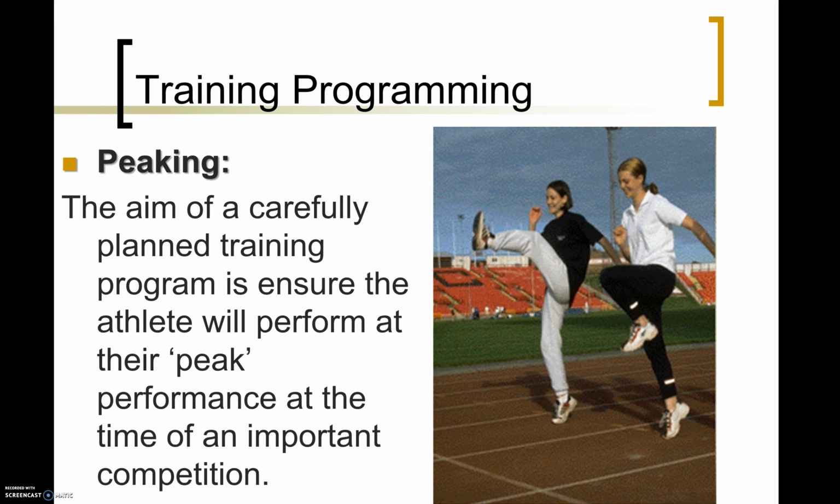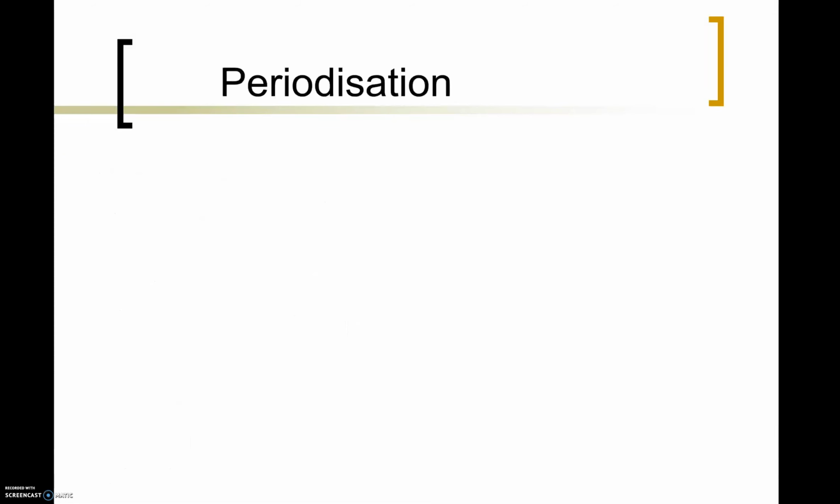Now, this was covered before the training principles section, but just to talk about it with our training programs. We try to peak our athletes to make sure they're performing at their best when it's the most important. So the aim of a carefully planned training program is to ensure the athlete will peak at the top of their performance in the important competition. At the moment, the NBA are getting into the conference finals and the NBA finals. Their training program would make sure that they are in the perfect position to perform at their most elite at this point of the year. Same if you're looking at a cyclist competing in the Tour de France, they would want to be peaking going into the Tour de France.